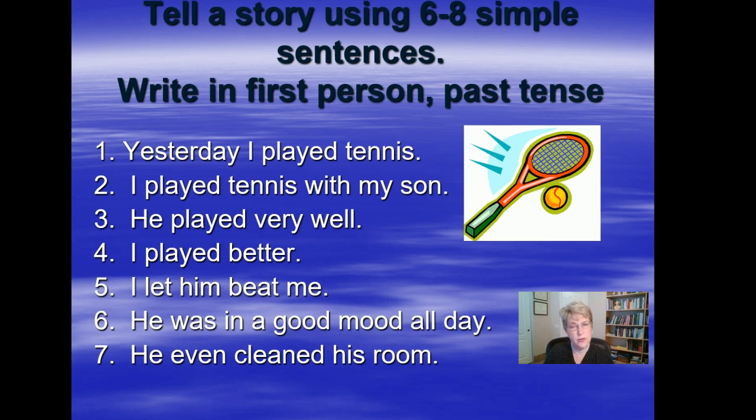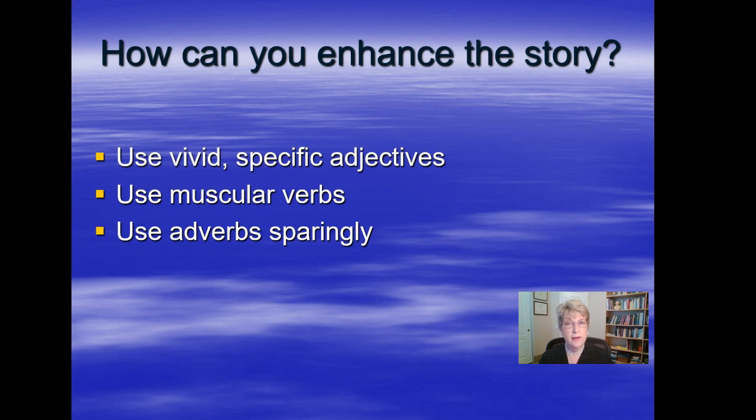Okay, so this is okay. It's grammatically correct. It follows the narrative flow, but we don't know who is who. We really know very little about these people that are playing tennis. So how do we enhance it? Well, we're going to use vivid, specific adjectives. We're going to use muscular verbs. We're going to use adverbs sparingly.